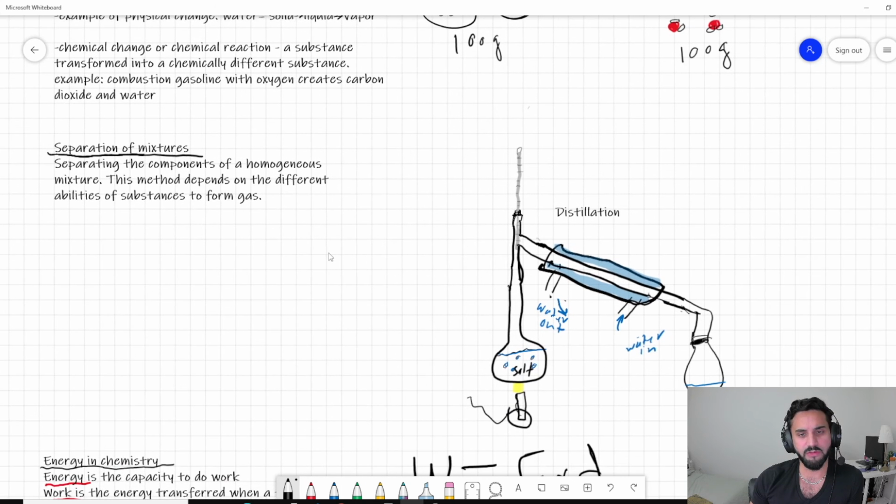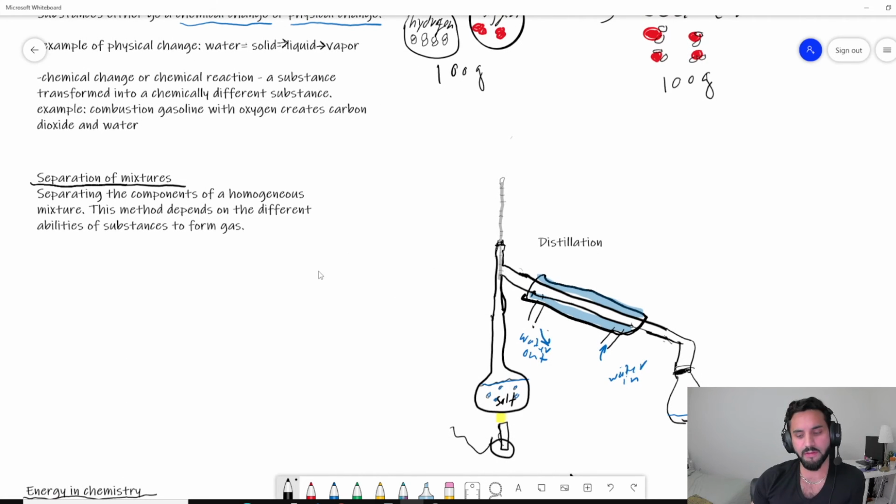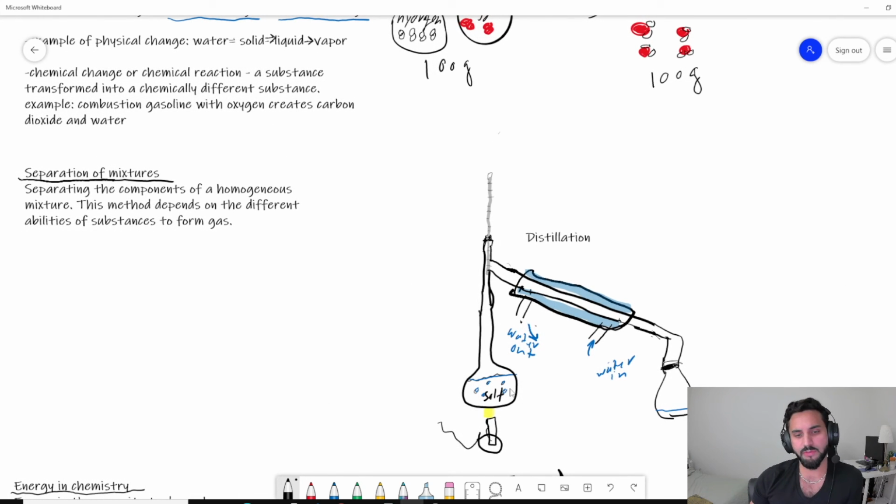Chemistry deals with lots of solutions, liquid solutions, and one way to separate solutions is with this apparatus here. It's a distillation apparatus, and it's separating the components of homogeneous mixtures. This method depends on the different abilities of substances to form gas. So this apparatus helps us separate homogeneous solutions.